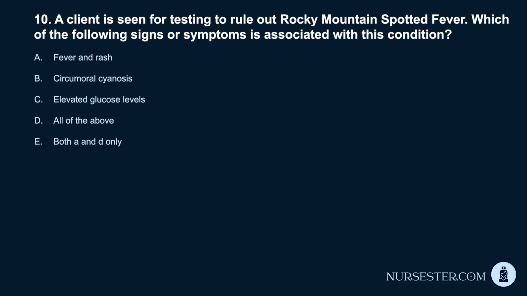10. A client is seen for testing to rule out Rocky Mountain spotted fever. Which of the following signs or symptoms is associated with this condition? A. Fever and rash. B. Circumoral cyanosis. C. Elevated glucose levels. D. All of the above. E. Both A and D only. Correct answer: A. Fever and rash.